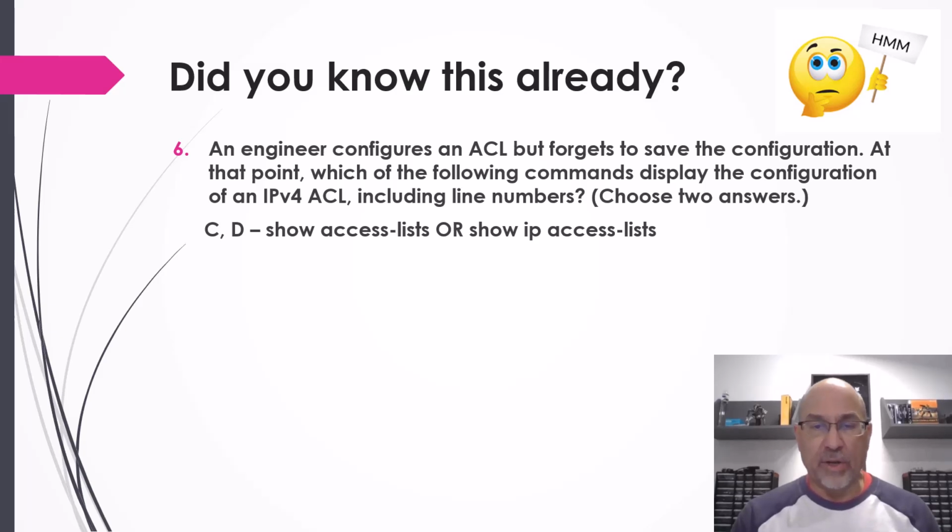And lastly, an engineer configures an ACL but forgets to save the configuration. At that point, which of the following commands display the configuration of an IPv4 ACL, including the line numbers? Well, we just did that, show access list or show IP access lists.